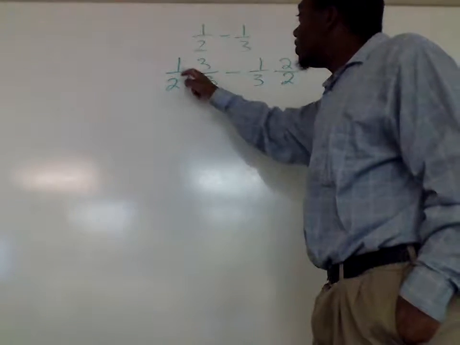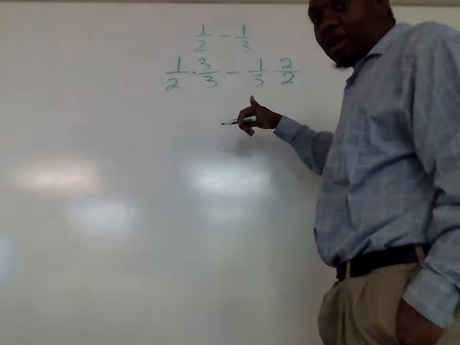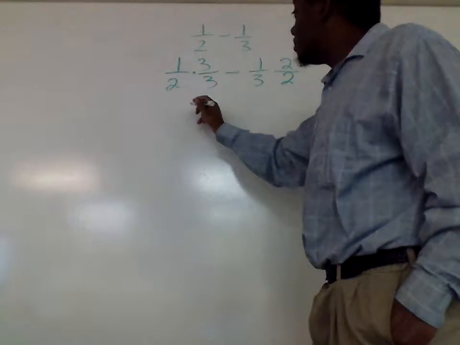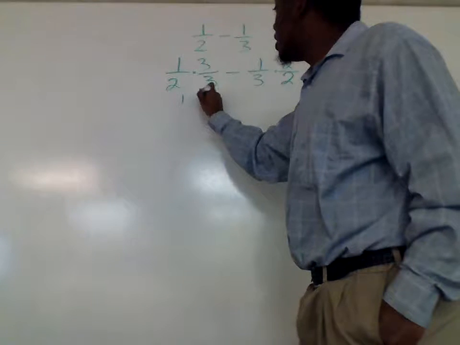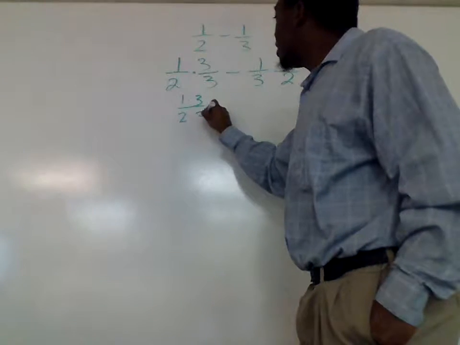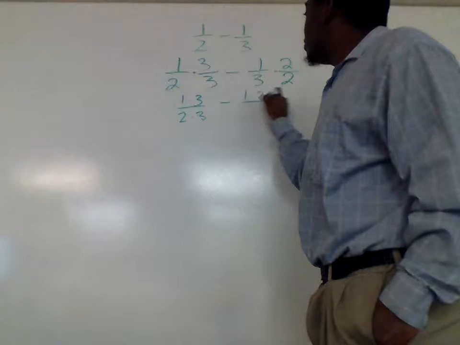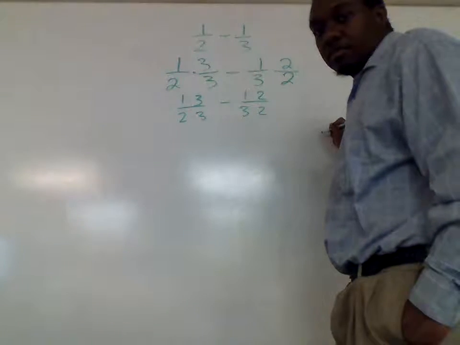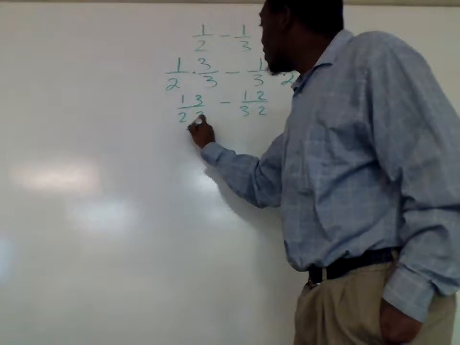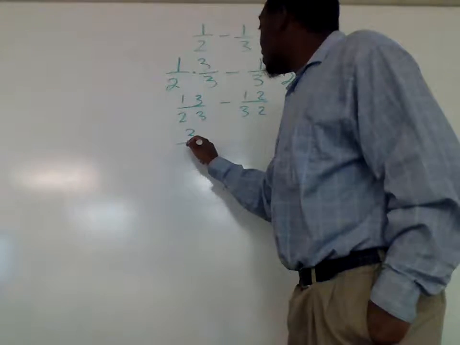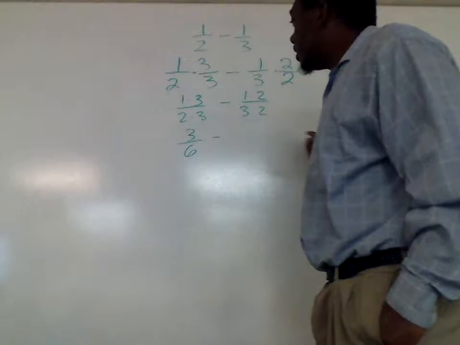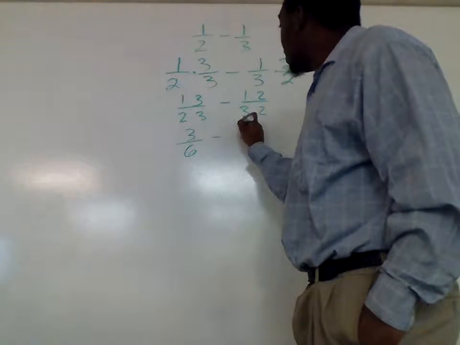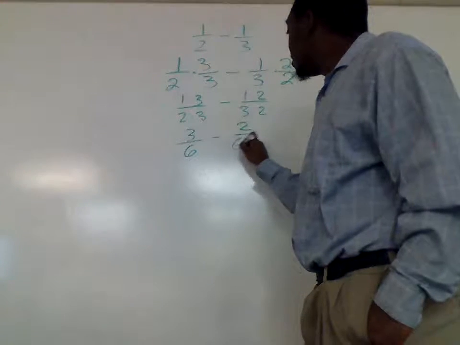Multiplying fractions, we're still used to doing now. We know we just multiply numerator times numerator, denominator times denominator. So 1 times 3 and 2 times 3. 1 times 2 and 3 times 2. Okay, well, 1 times 3 will give me 3. And so I will end up with 3/6. And 1 times 2 gives me 2. And I end up with 2/6.